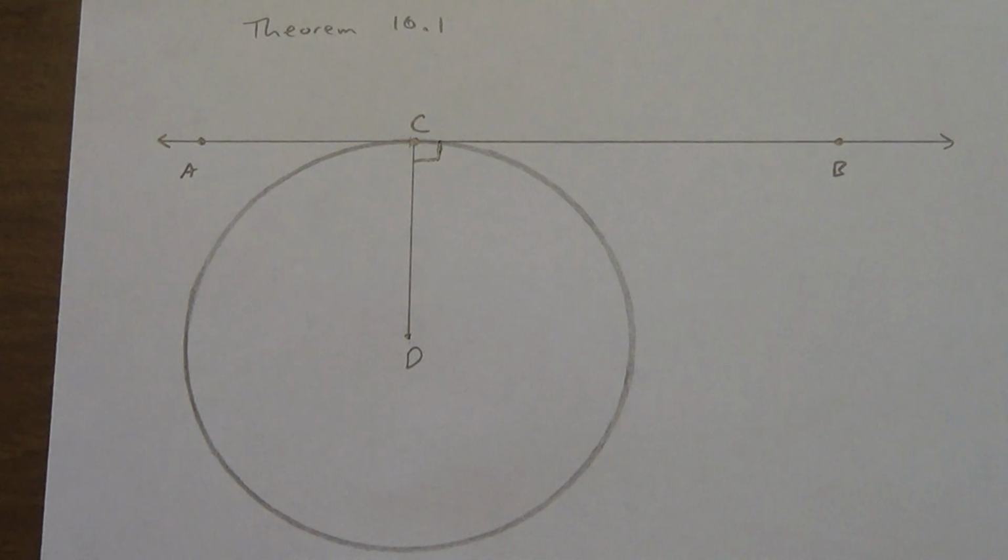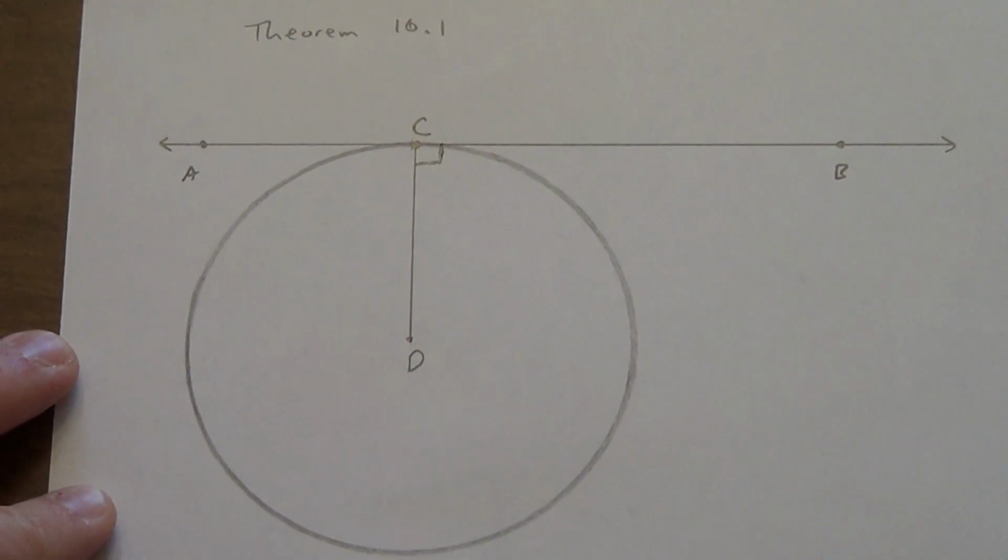The way your book says it is this. In a plane, a line is tangent to a circle if and only if the line is perpendicular to a radius at the endpoint of the radius on the circle. Okay, so that's going to be important as we go into some examples later on.